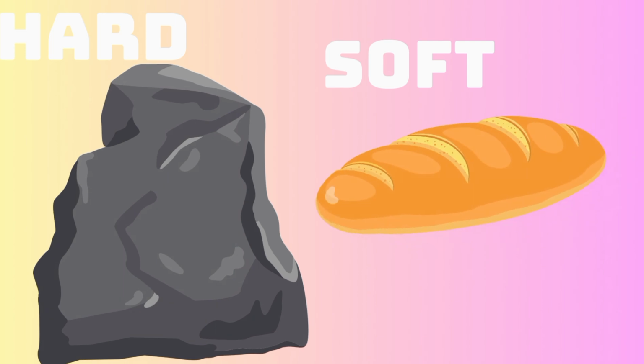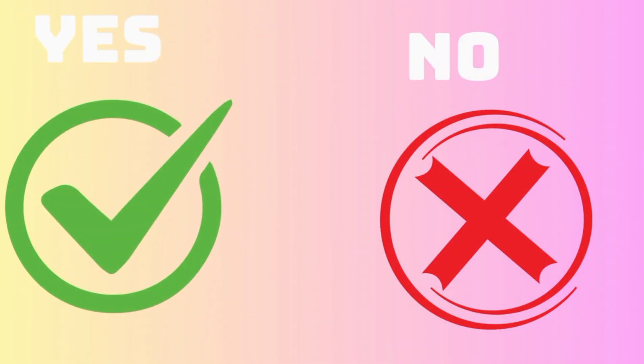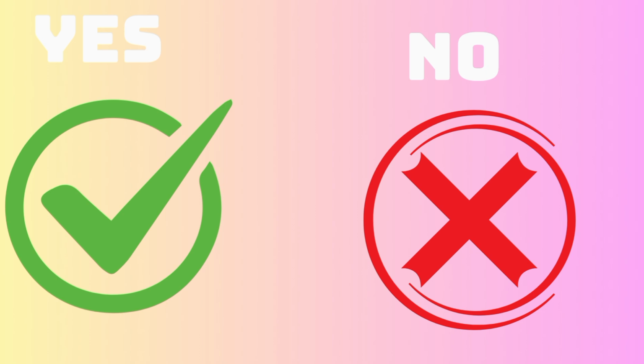This stone is very hard. And this bread is very soft. So, my kids, the opposite of hard is soft. Hard and soft. My kids, the opposite of yes is no. That's great. Yes and no.